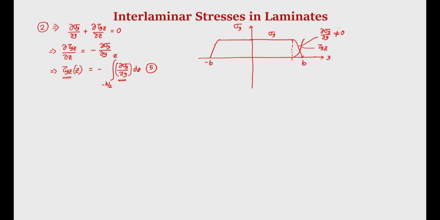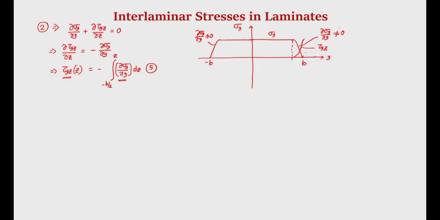Okay. Similarly, here also there is non-zero ∂σy/∂y, and therefore there will be τyz. So, at the two free edges, there will be interlaminar shear stress τyz. And why will τyz be there? Because if there is a non-zero ∂σy/∂y, then there will be τyz. Now, for that there should be σy. If there is no σy, the question of ∂σy/∂y does not come.